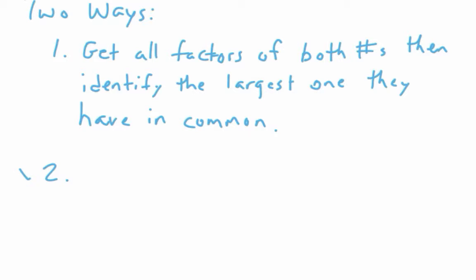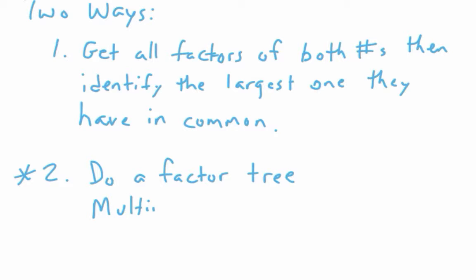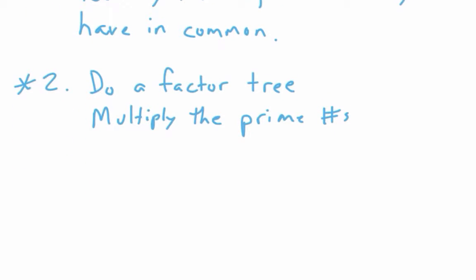The way I prefer, so I'm going to put a star by it, I really like number 2, is you do a factor tree. That's what we were doing in the last section. Once you've done your factor tree, you multiply the prime numbers, because factor trees give us all the prime numbers. You're breaking a composite number up into prime numbers. Multiply the prime numbers they have in common.